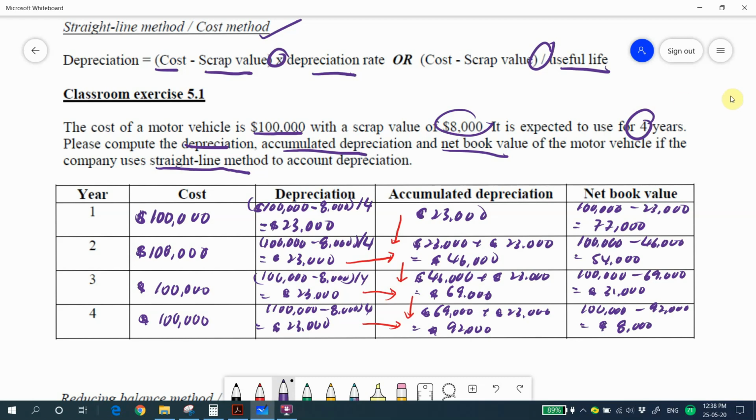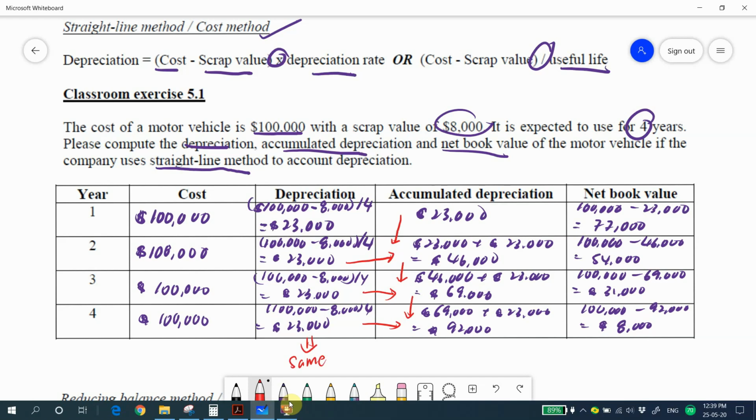So that's all for the depreciation of the straight line method. For the straight line method, there is a feature. You can see that the depreciation will be the same in the 4 year period. Every year will be the same, 23,000. Why? Because the inputs in the formula do not change. Cost will be the cost, scrap value will be the scrap value. These two factors will not change during the period. So this is your depreciation under the straight line method.